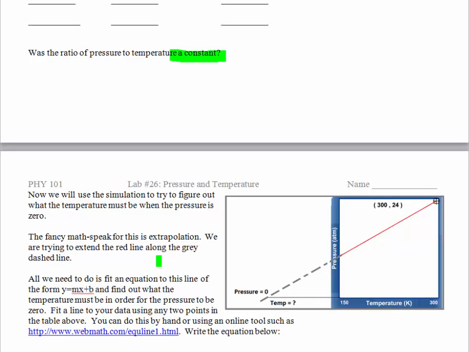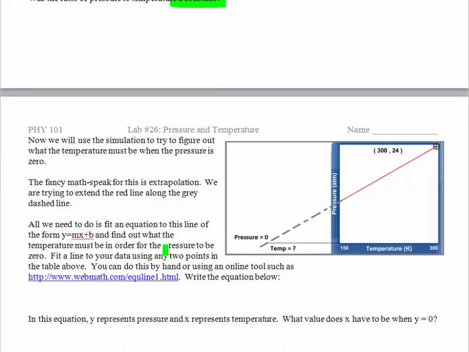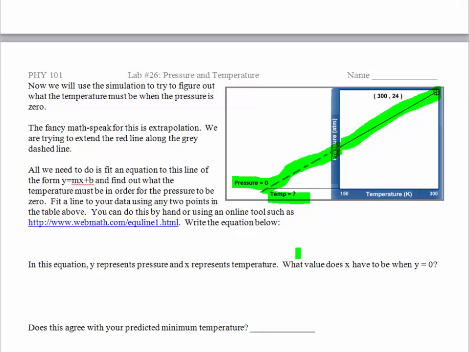So what temperature would it take for the pressure to be equal to the lowest pressure we could possibly have, which is 0? So what we can do is we can take our data right over here, and we can fit a line to it and extrapolate all the way down and figure out what the temperature has to be for the pressure to be equal to 0.